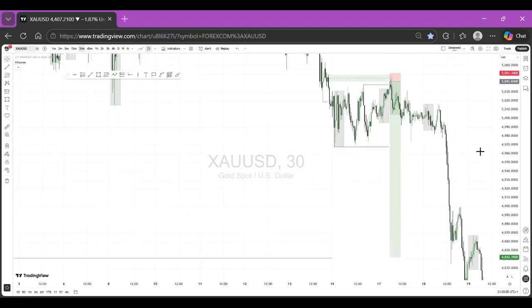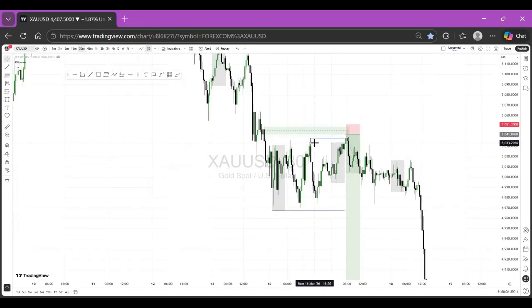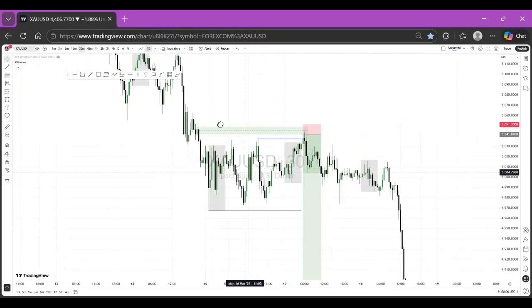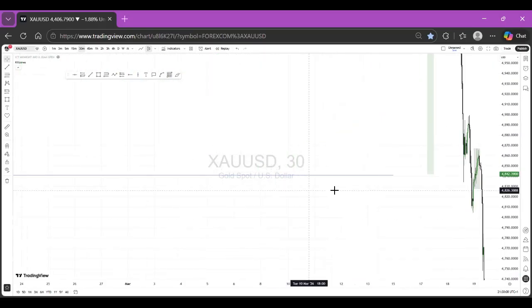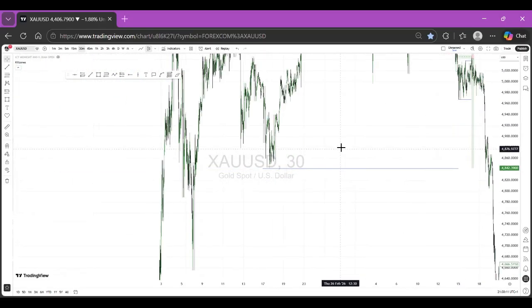What is the source? Previous day high liquidity validates this point of interest. So that is that for gold.